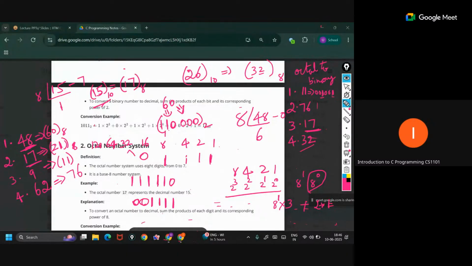Similarly for 32. For 3, we have to use 011. For 2, we have to use 010. So these are the representations, people. Any doubts so far?